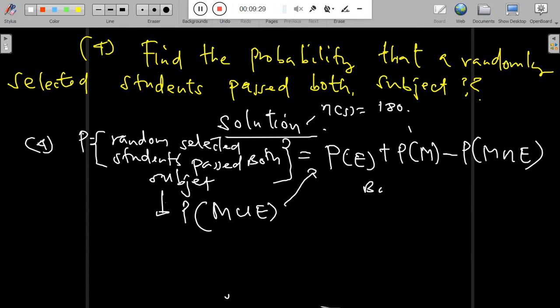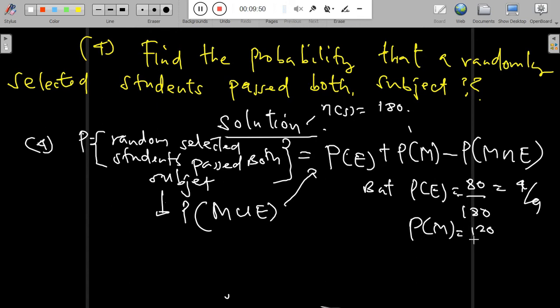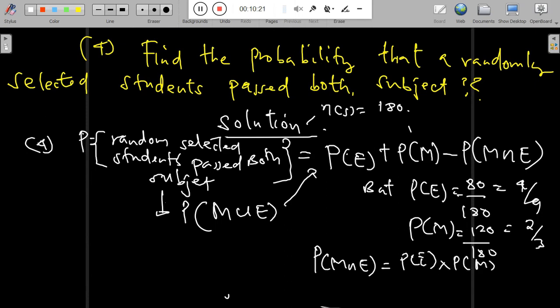So we need to consider what the probability of E is and what the probability of mathematics is. The probability of E, English, is given by taking 80 divided by 180, which is equal to 4 over 9. And the probability of mathematics, as we defined earlier, is 120 divided by 180, which is equal to 2 over 3. So the probability of M intersection E is given by the probability of E times the probability of M. This will give 4 over 5.